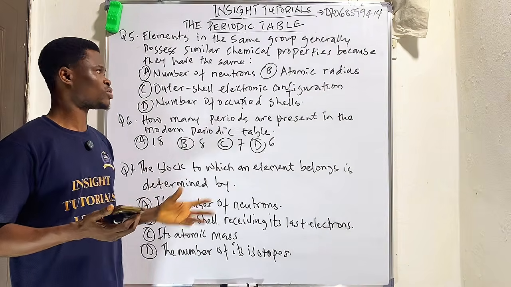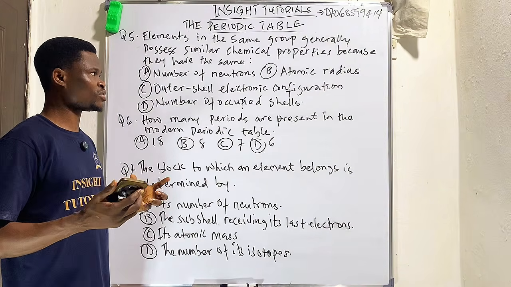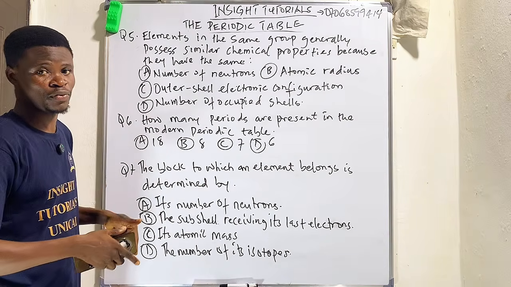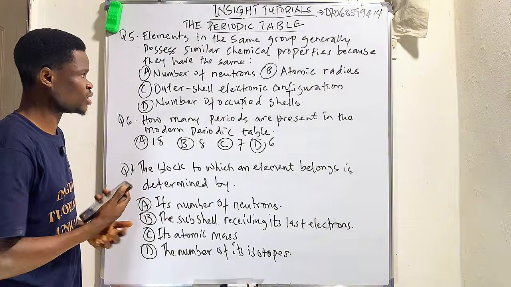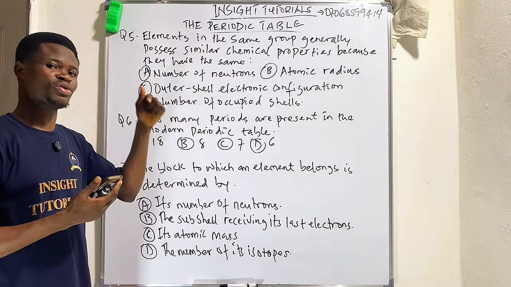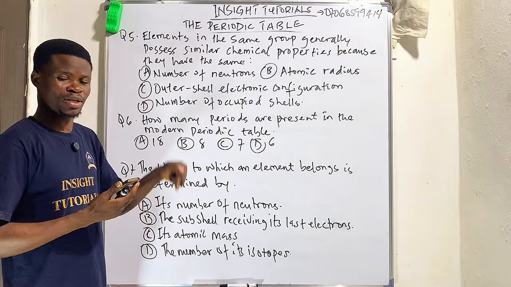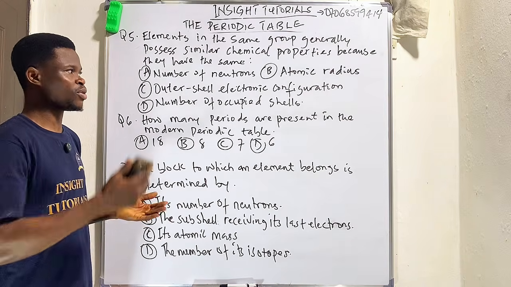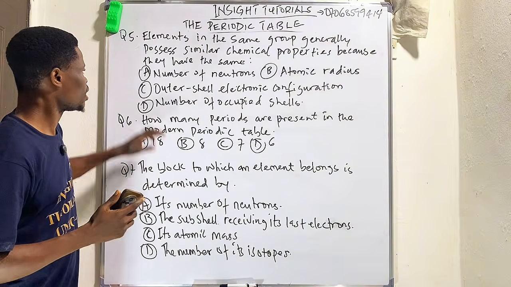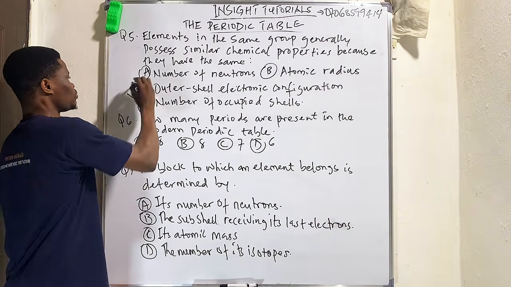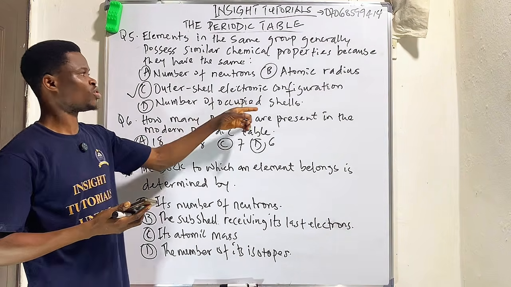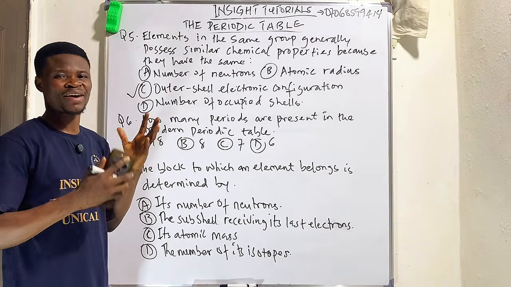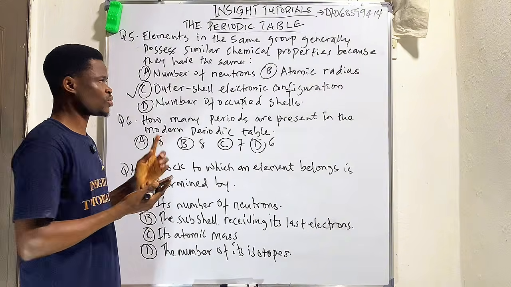Number of neutrons, of course, that's not correct, because in terms of the group, the number of neutrons for sodium is not the same as hydrogen. Atomic radius naturally increases down the group. So elements in the same group don't have the same atomic radius, but there's a constant increase in atomic radius. The correct option is the outer shell electronic configuration, because in the same group, all elements have the same valence electrons in their outer shell. So that's the correct answer.